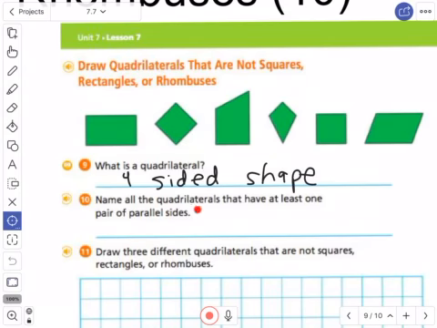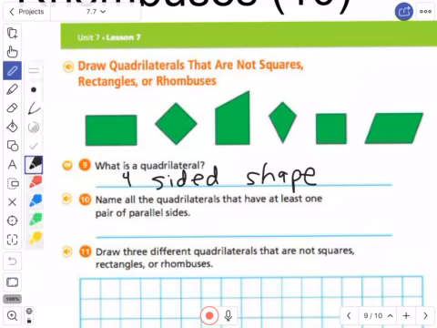Name all the quadrilaterals that have at least one pair of parallel sides. Okay. At least, so not just one, but at least one. So I want you to start thinking. You can yell it at your iPad. Maybe not yell. Tell your iPad, even though I can't hear you. Or you can pause the video and just think to yourself, what are the different shapes that have at least one pair of parallel sides?